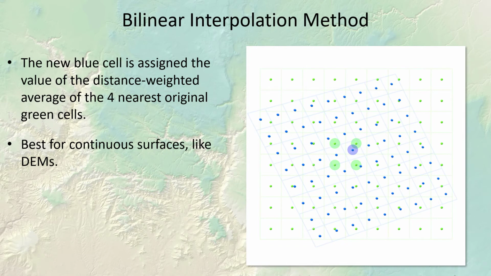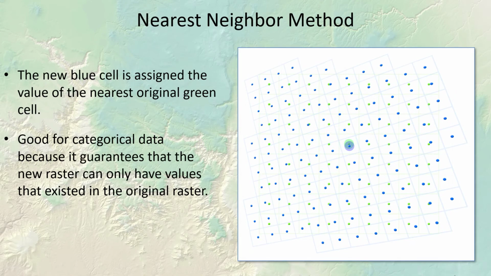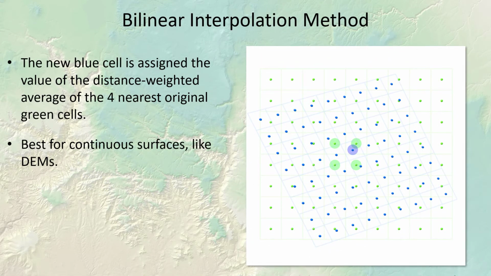Bilinear interpolation takes an average of the four nearest cells. So, some real important differences between these two strategies. First, with nearest neighbor, your new raster is going to have cell values that existed in the original raster. Every cell value in your new raster will have existed previously. Bilinear interpolation probably won't have. If each new cell is an average of a bunch of neighbors, well, there's a good chance that the new value will never have exactly existed in the original one.